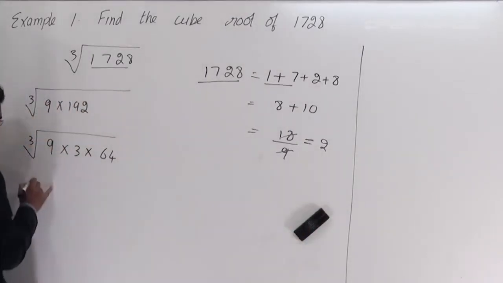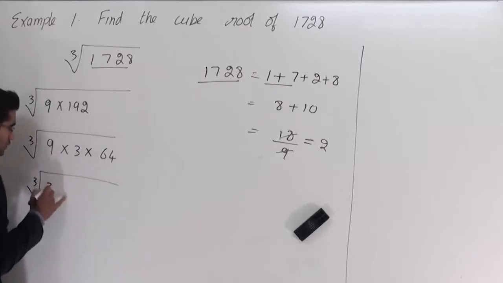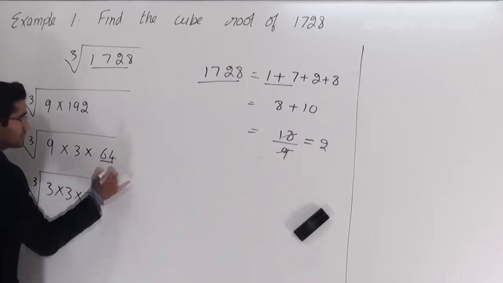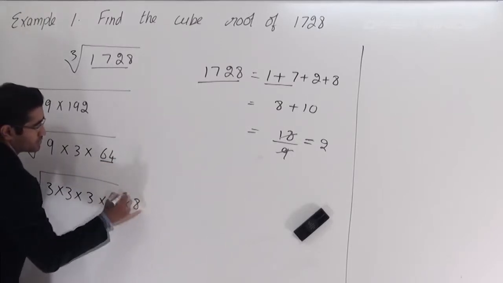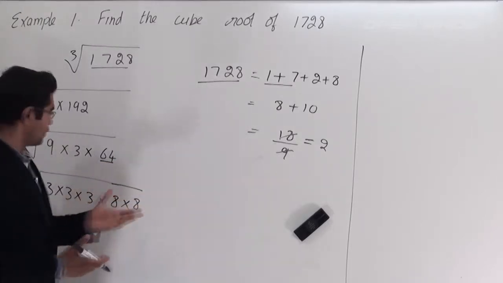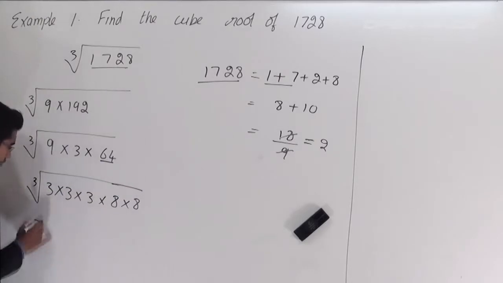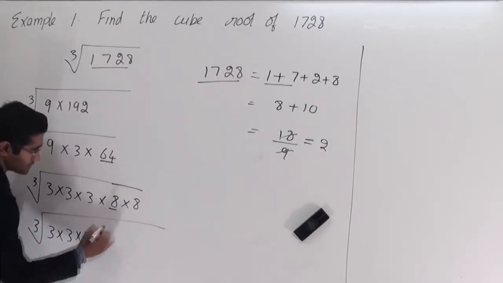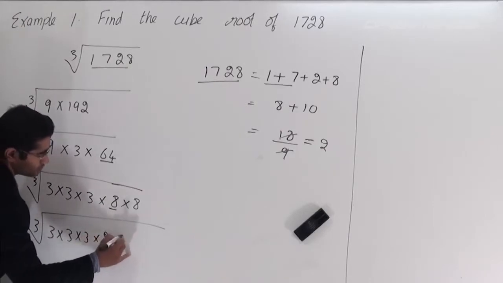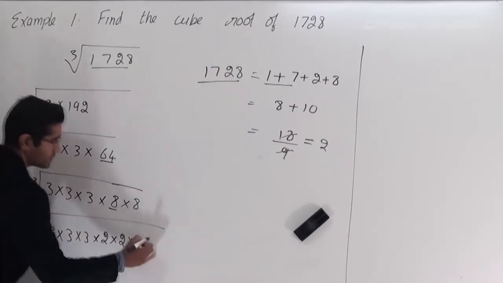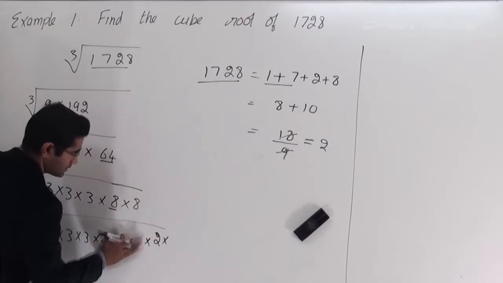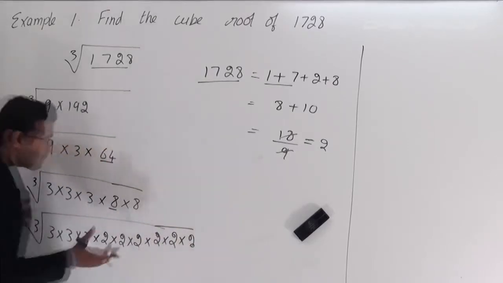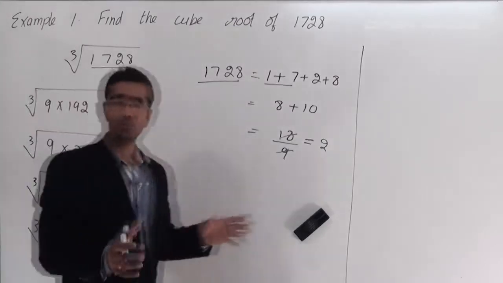You know why? Because I can write 9 as 3 times 3, that is easy for me, and that 3 remains here. And I can write 64 as 8 times 8, because we know the square of 8 is 64. Now we can write this as 3 times 3 times 3, and 8 as 2 times 2 times 2, and again the other 8 as 2 times 2 times 2. Now what happened is I just broke it down into prime factors.